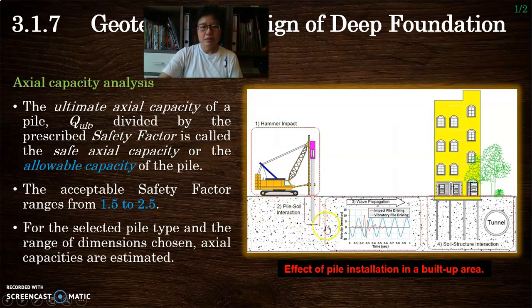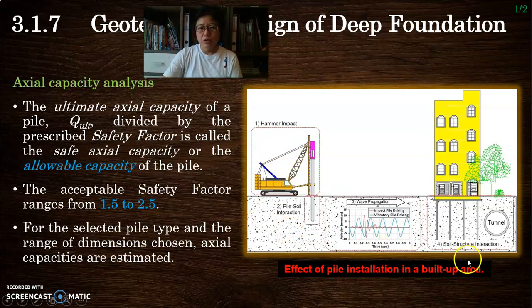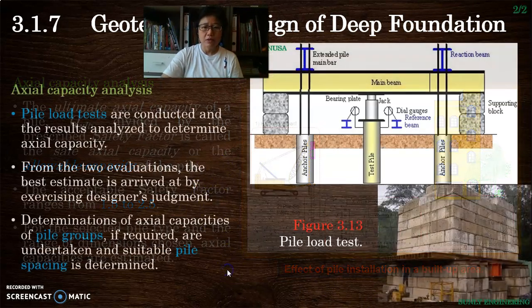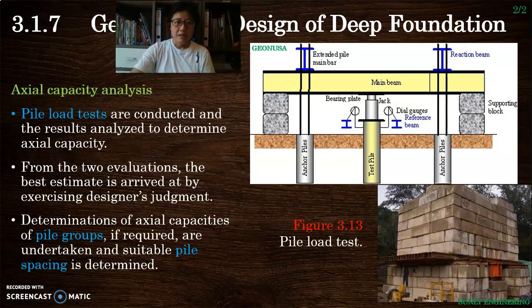If we are looking at the actual capacity analysis, the safety factor is about 1.5 to 2.5. In this diagram, you can see, if you are constructing where you have existing tunnels, buildings and so on, you want to consider the vibration coming from the way that you are putting in your piles, whether by hammer, vibration, or any drilling that's going on. Pile load test, we have seen this before. Once you have put the load in with the design loads, you want to make sure that it is as you need it. It's going to take the loads that you have designed it for.